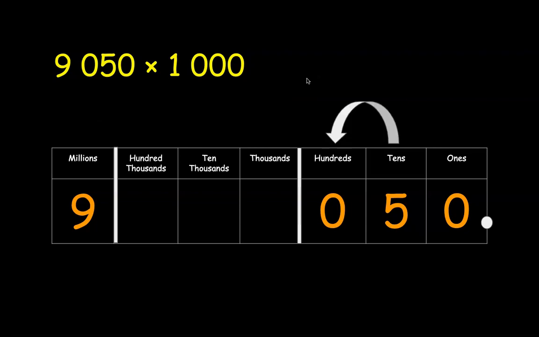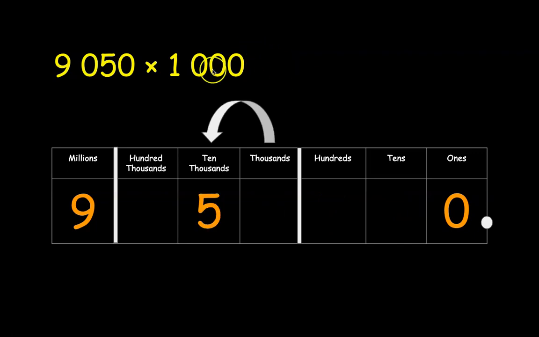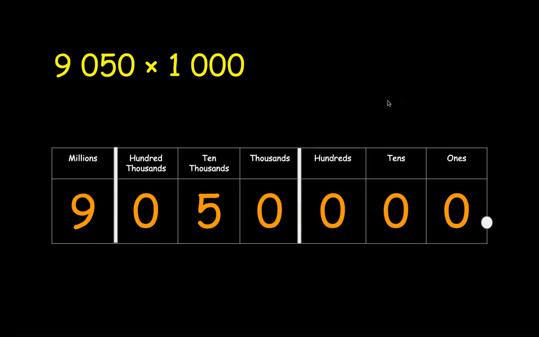5. Here we go. 10 times bigger, 10 times bigger, 10 times bigger. So I've made the 9 and the 5 1,000 times bigger. Now I've got big holes everywhere, so I need to fill them up with zeros. And so my number will be 9,050,000. That's it.